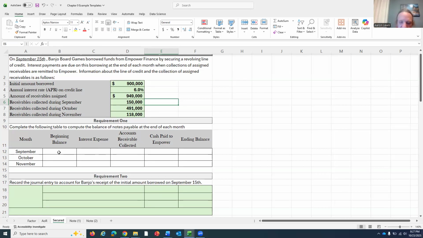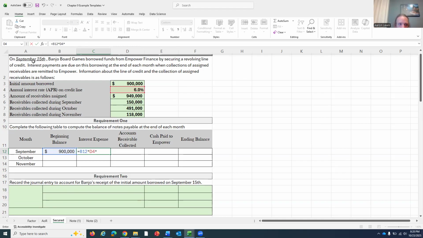So September is when we take out this line of credit, which means the beginning balance at the time would be $900,000. For interest expense over here, we have that interest formula we always use, which is principal times rate times time. So here, our interest expense for September is going to be equal to the beginning balance, the principal, times the stated rate of interest. That's 6%, but it's 6% for the year. So we need another fraction that accounts for time.